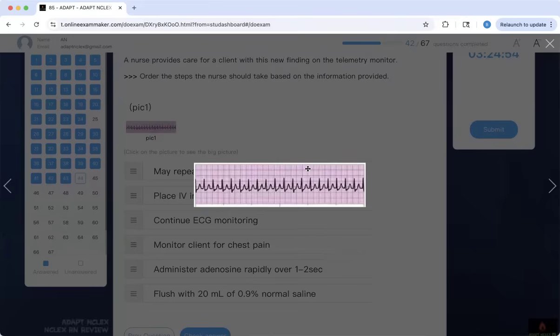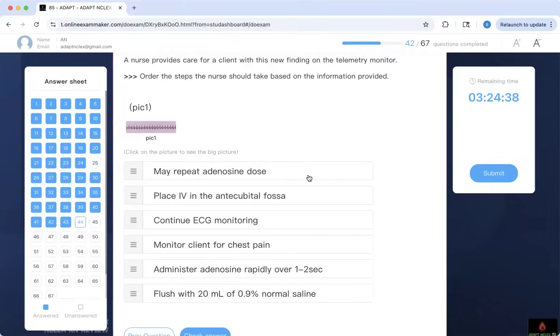What is this? Classic SVT. Why? I see a uniform RR interval. I don't see a P wave. It's buried in the T wave. That's SVT. This cannot be AFib or aflutter or sinus. So SVT. The treatment is adenosine.